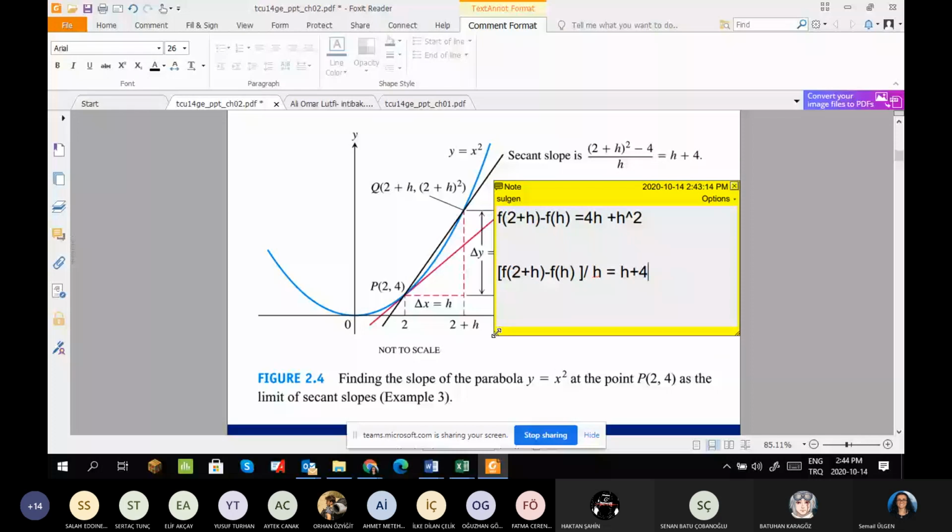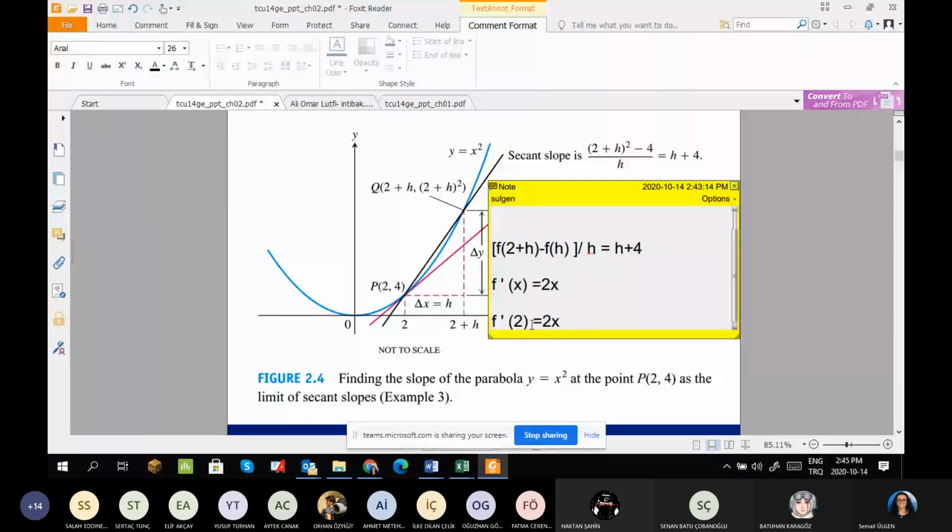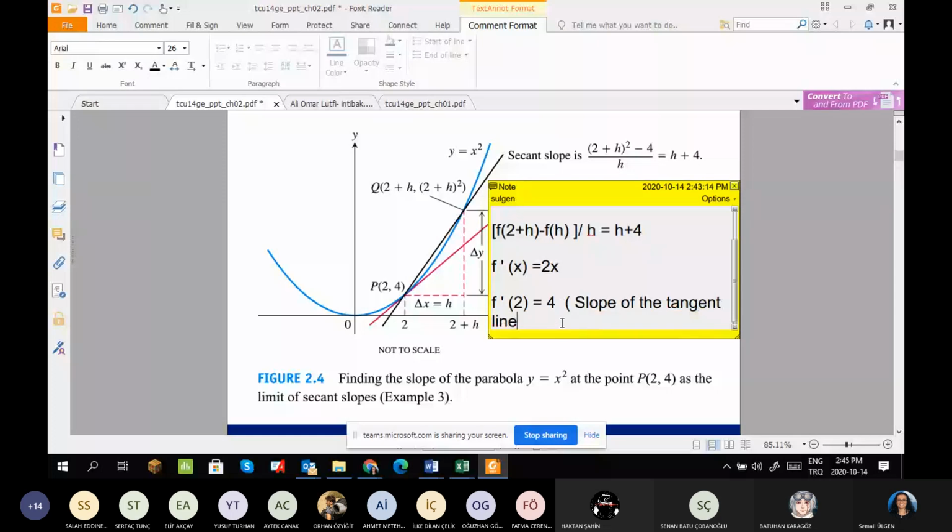In the future, we are going to be talking about the derivative of a function. You remember from high school, what's the derivative of x squared? We will see them later on, but I'm just telling you. The derivative of f of x equals x squared is 2 times x. Let's plug in 2 here, and 2 times 2 gives you 4. This is the slope of the tangent line. So that's what we found: if h goes to 0, you get 4 as well.